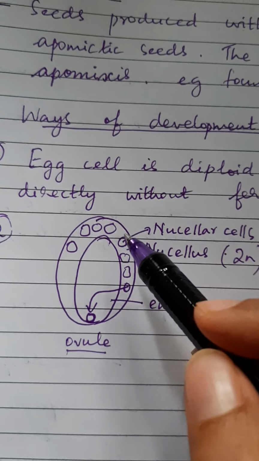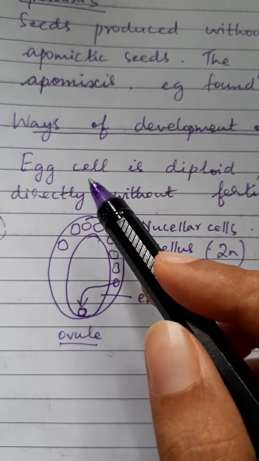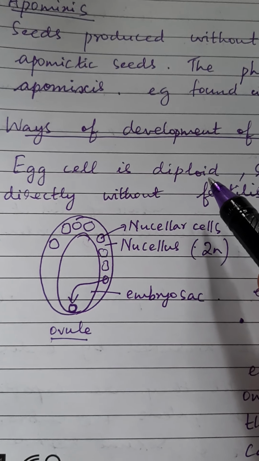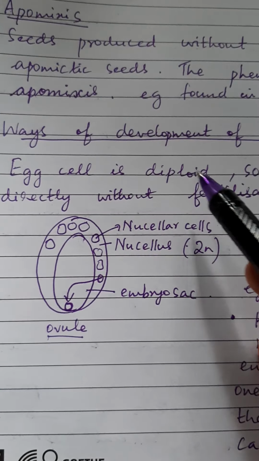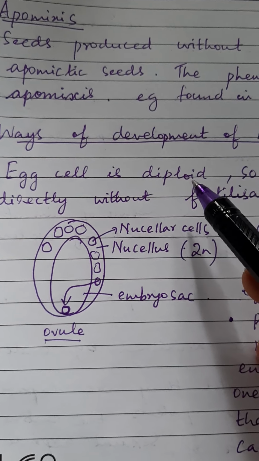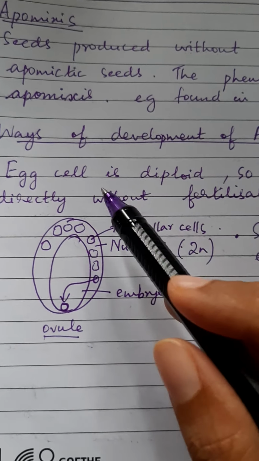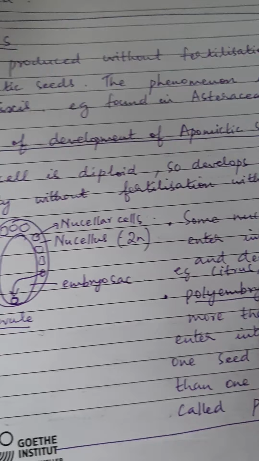One method is that usually egg cells should be haploid, but in apomictic cases the egg cell is diploid, and this diploid egg cell will develop without fertilization and form the embryo directly. So the egg cell is diploid and so develops into an embryo without fertilization with the male gamete. That is one way how apomictic seeds are produced.